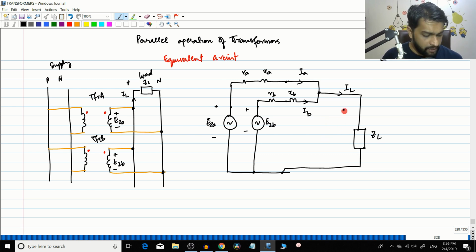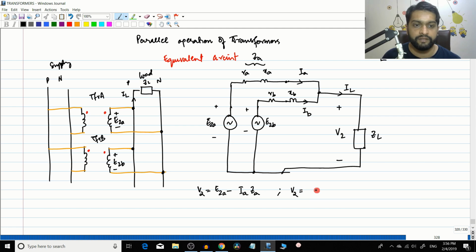Now let us call the voltage across the load V2. You can see that there are two loops here. One, you can start from here and end here. So the first loop will be E2A, RA, XA, the load, and back to E2A. With that we can write a KVL. V2 will be equal to E2A minus IA into ZA, where RA plus jXA together is ZA. The other loop is E2B, RB, XB and ZL and back to E2B. So that is the next equation. Again we can write V2 will be equal to E2B minus IB ZB, because IB is the current through the second transformer.